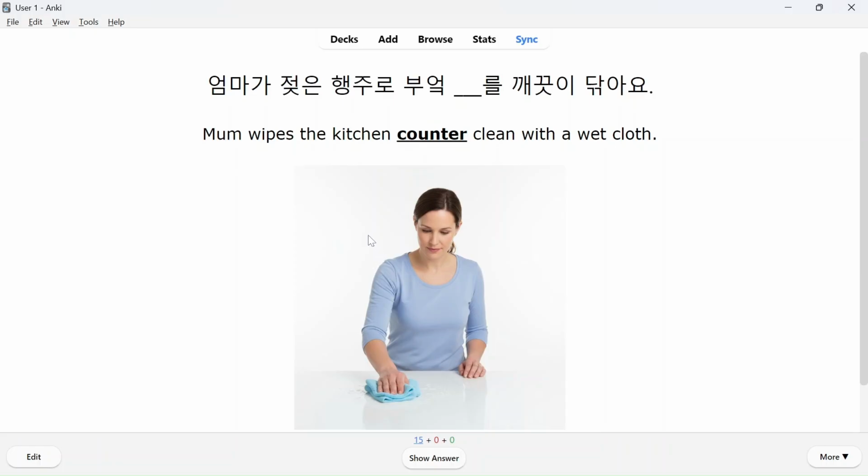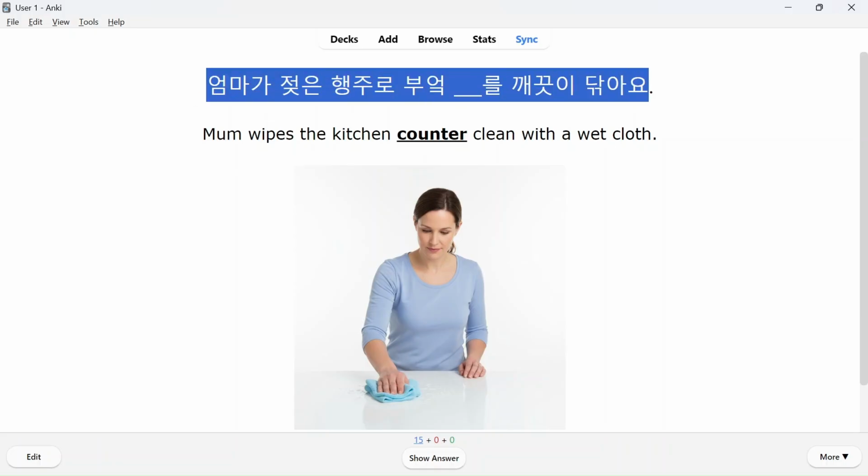Underneath that, we have a visual representation of the Korean sentence and the words we're looking for. And many studies have shown that if you have such a visual representation, it is much easier for you to memorize and understand the Korean word that you're learning.